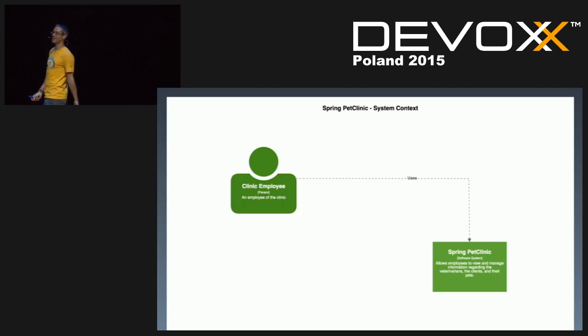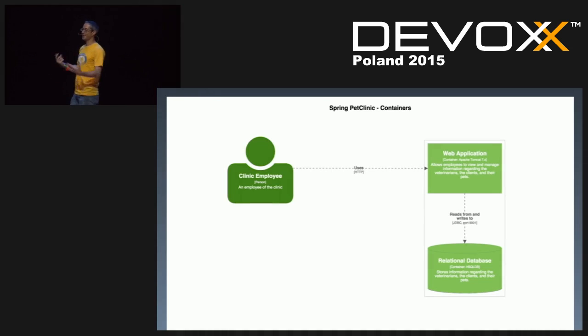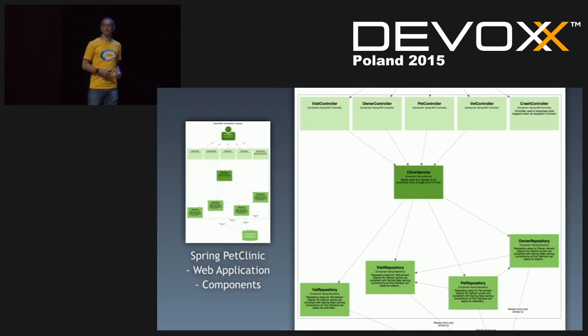So this is my context diagram for my Spring Pet Clinic system. It's a user using the system. It's a simple system. Pinch to zoom in. This is my containers diagram. It's the user using the web app that talks to the database. Again, all of this stuff has come from the code you've just seen. And that is the diagram I showed you before.